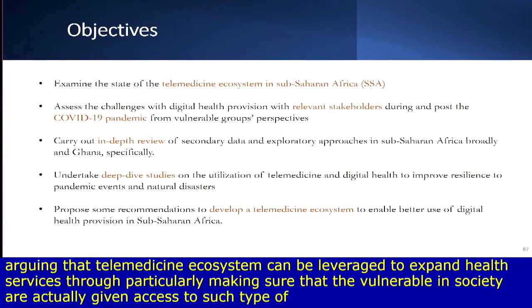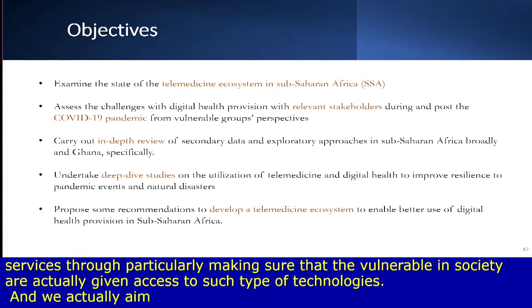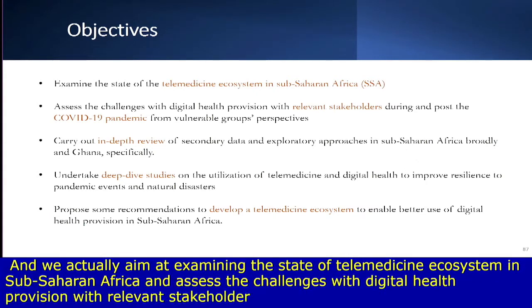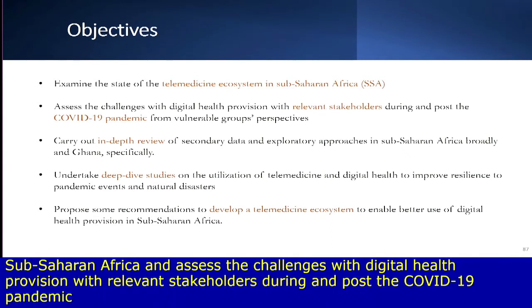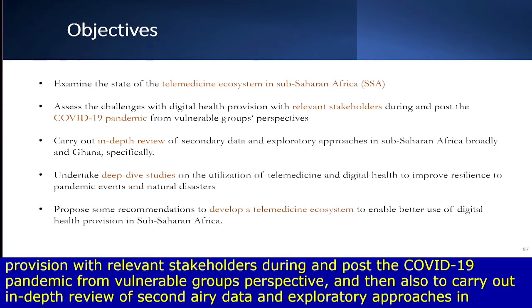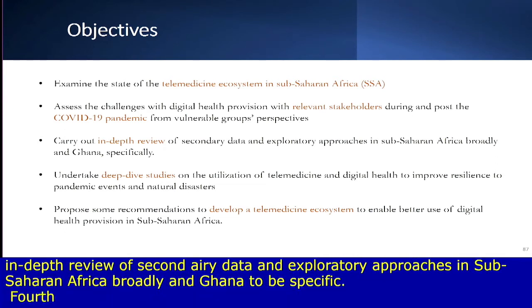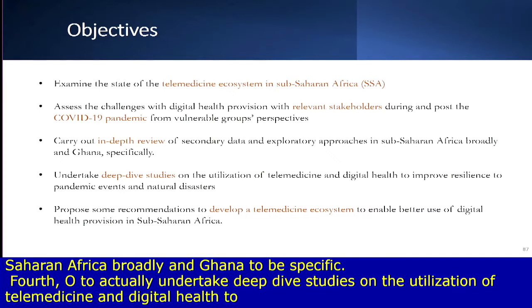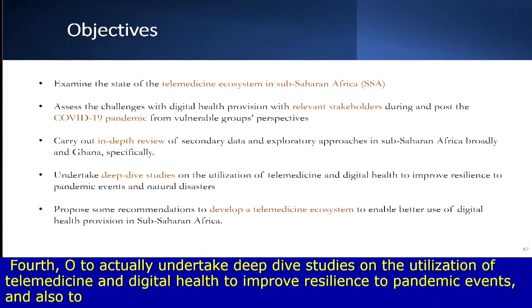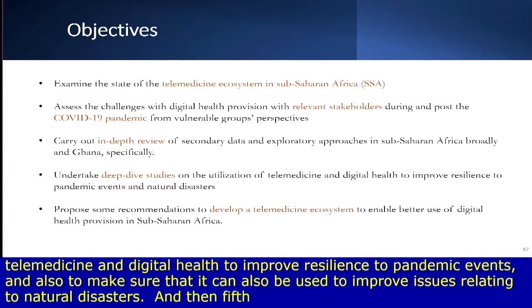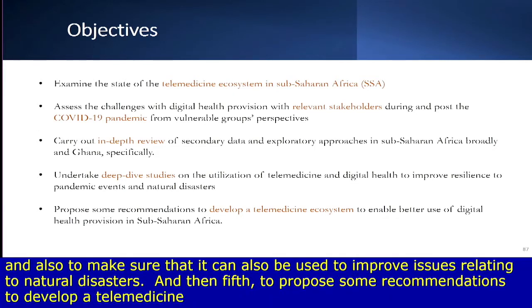We aim at examining the state of the telemedicine ecosystem in sub-Saharan Africa, and then also assess the challenges with digital health provision with relevant stakeholders during and post the COVID-19 pandemic, from vulnerable groups' perspective. Then also to carry out an in-depth review of secondary data and exploratory approaches in sub-Saharan Africa broadly, and Ghana to be specific. Fourth, to undertake deep dive studies on the utilization of telemedicine and digital health to improve resilience to pandemic events, and also to improve issues relating to natural disasters. And then fifth, to propose some recommendations to develop a telemedicine ecosystem to enable better use of digital health provision in sub-Saharan Africa.